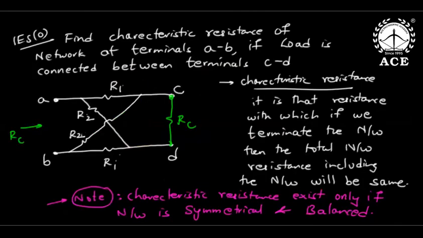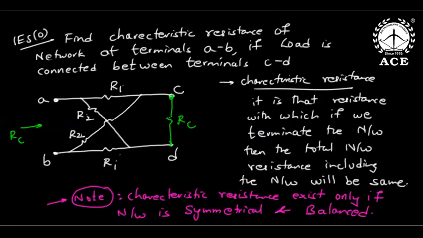Then characteristic resistance. It is that resistance with which if you terminate the network, the total resistance including the network also remains same. And you can construct characteristic resistance only for such networks which are symmetrical and balanced. Now we study characteristic resistance even in power system, sir. For overhead lines, typically characteristic resistance or impedance is 400 ohms. And for cables, it is 40 ohms. Do you remember the standard values? So that concept it is.